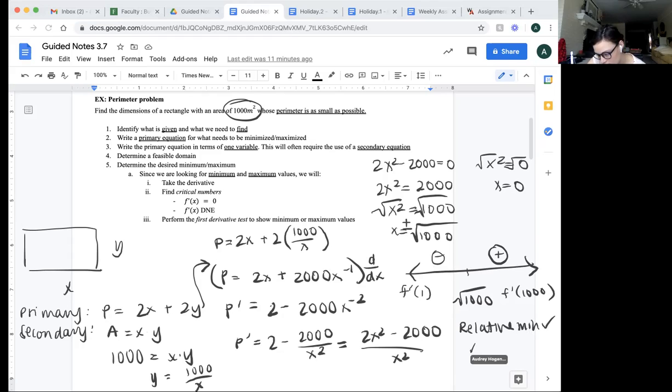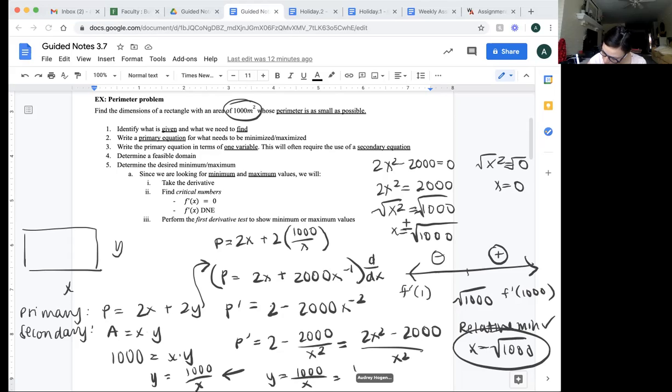Check at x equals square root of 1,000. And then we have to go back and see the dimensions. We want to find the dimensions of the rectangle. So we know that x is equal to square root of 1,000. We know that y is equal to 1,000 divided by x, so equals 1,000 divided by the square root of 1,000, which is equal to square root of 1,000.